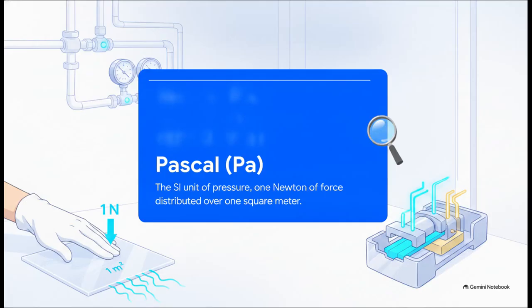Now, in the scientific community, the language we use to measure this force is the Pascal, which is the standard SI unit of pressure. To actually visualize a Pascal, just imagine a force of exactly 1 Newton distributed evenly over a surface area of 1 square meter. So it's a very precise, defined metric, literally 1 Newton per square meter.